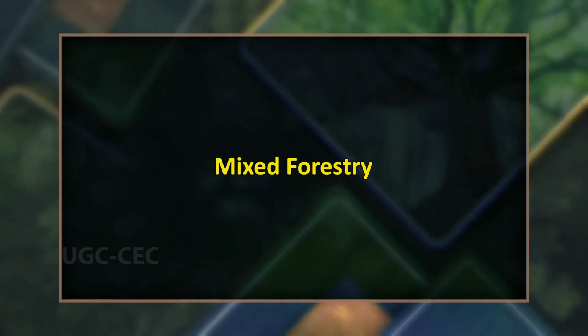It includes mixed forestry. Mixed forestry is the practice of forestry for raising fodder grass with scattered food trees, fruit trees, and fuelwood trees on suitable wastelands, panchayat lands, and village commons.